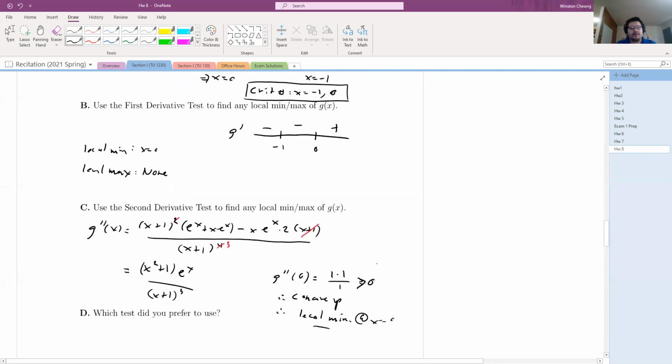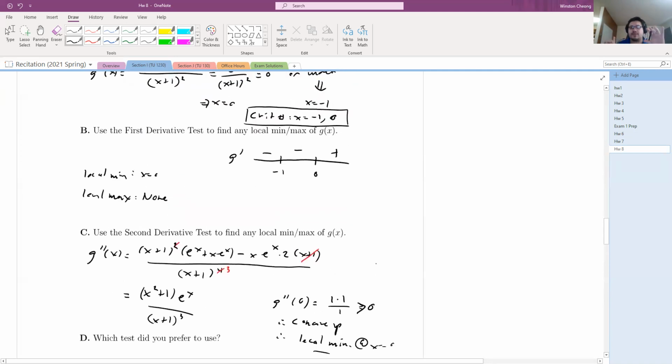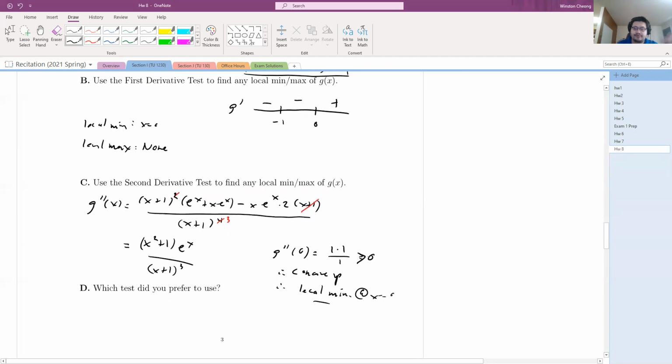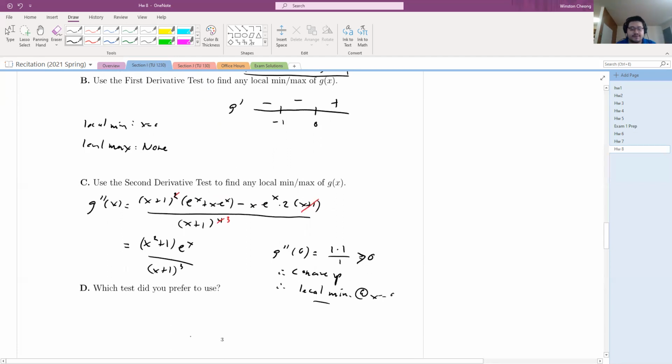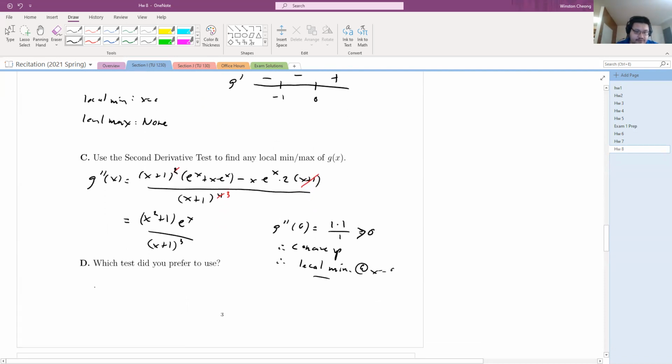Okay, right. So both of these tests gave us the same conclusion, and now part D is just asking which test we preferred. Did we prefer the first derivative test or the second derivative test? I think the common sense answer is, in this case, the first derivative test. The second derivative test requires that we calculate the second derivative and then plug in. Even if we didn't do all the algebraic steps to simplify this, it's still kind of nasty to plug into this thing.